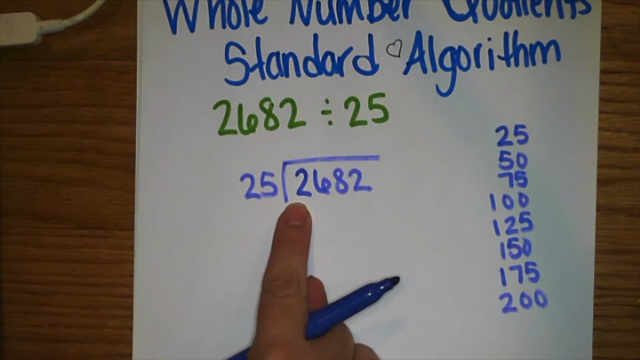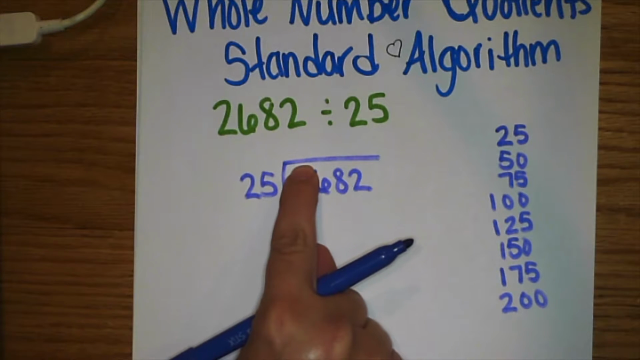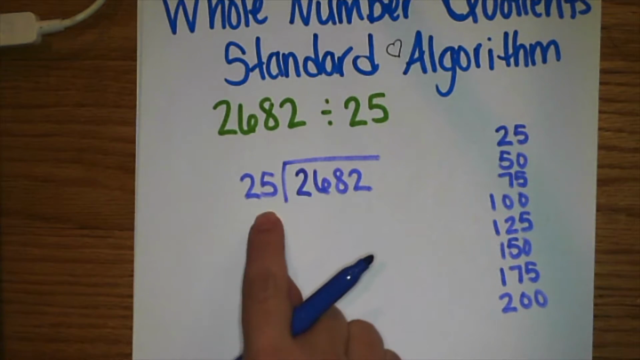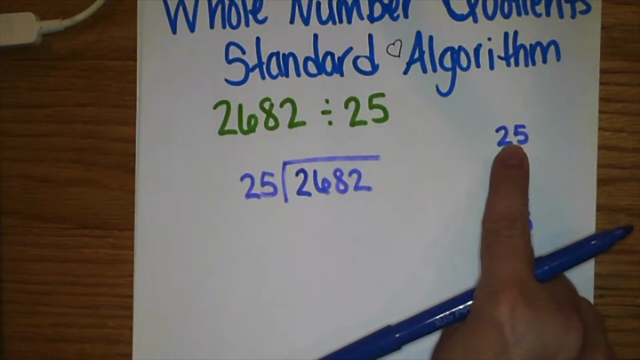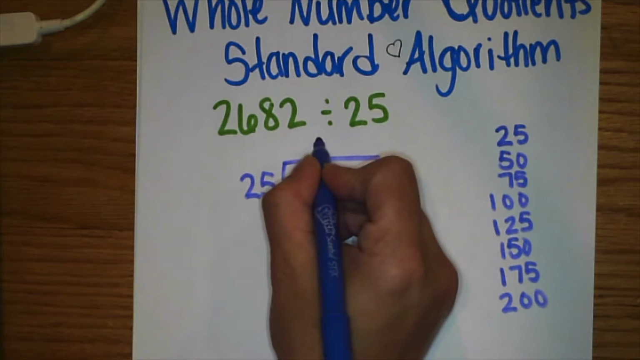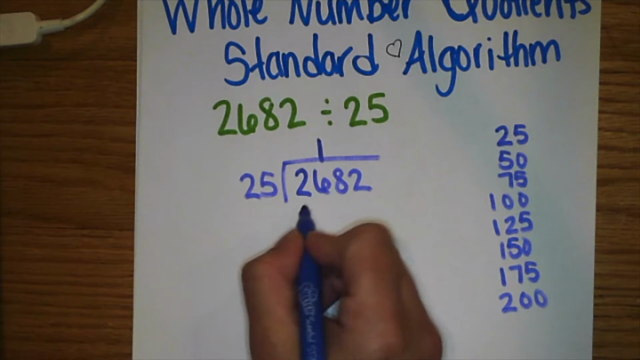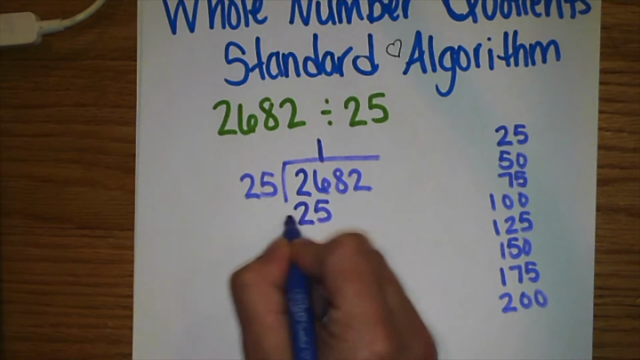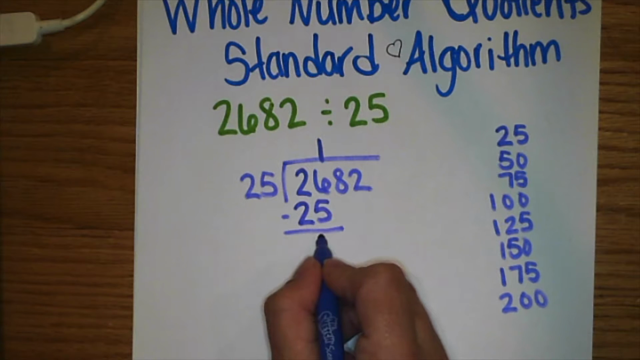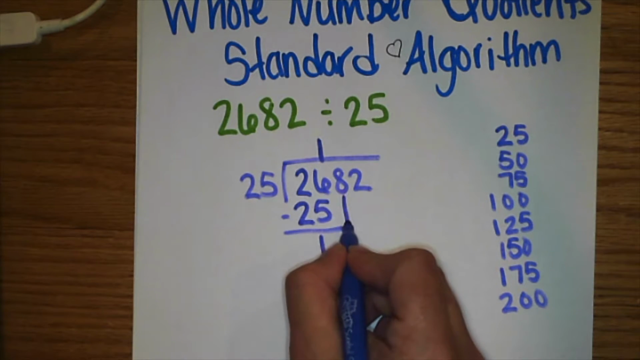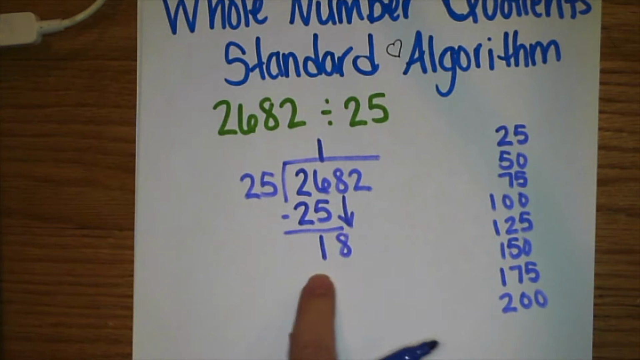The first thing I'm going to look at is the 2. There are no groups of 25 in 2, so we're going to leave a hidden 0. It's not really there, but it is. And we're going to go to 26. There's one group of 25 in 26. I'm going to show that by the 1 up top. And I'm going to say, well, that's 25 I'm taking out of here. I'm using it up, so it's got to go away. And I'm going to bring down an 8. Now I'm left with 18.